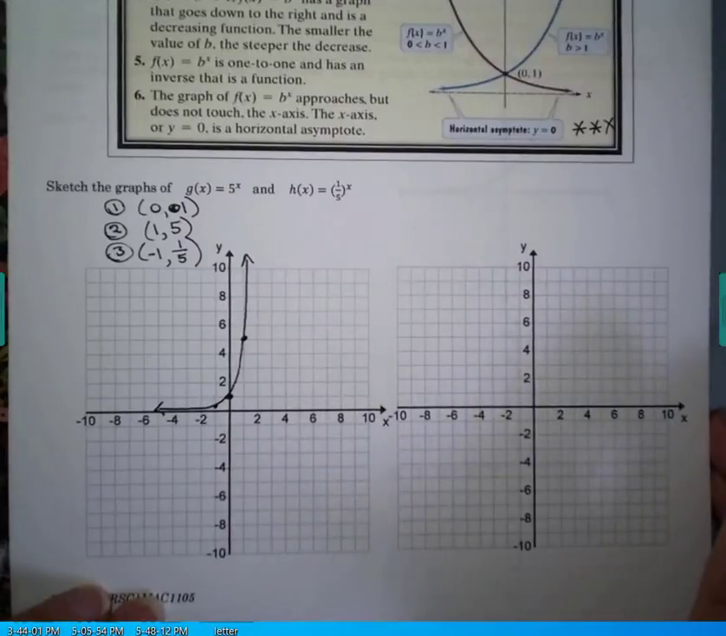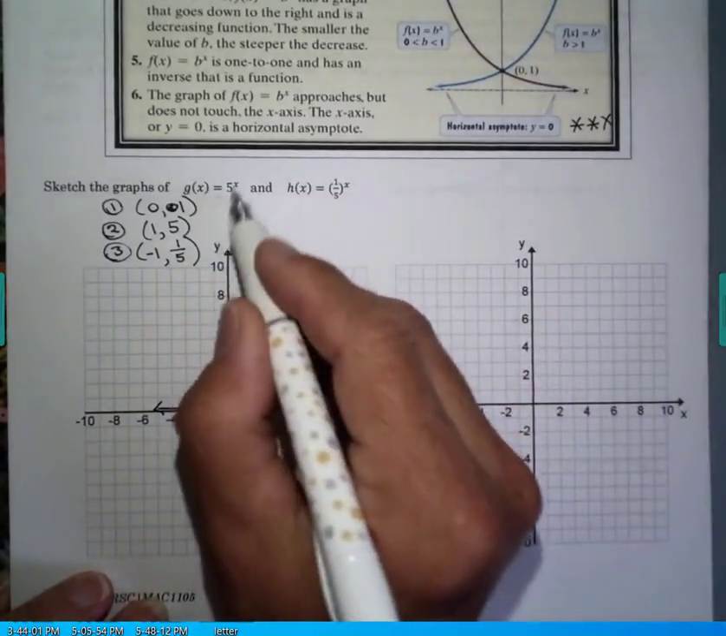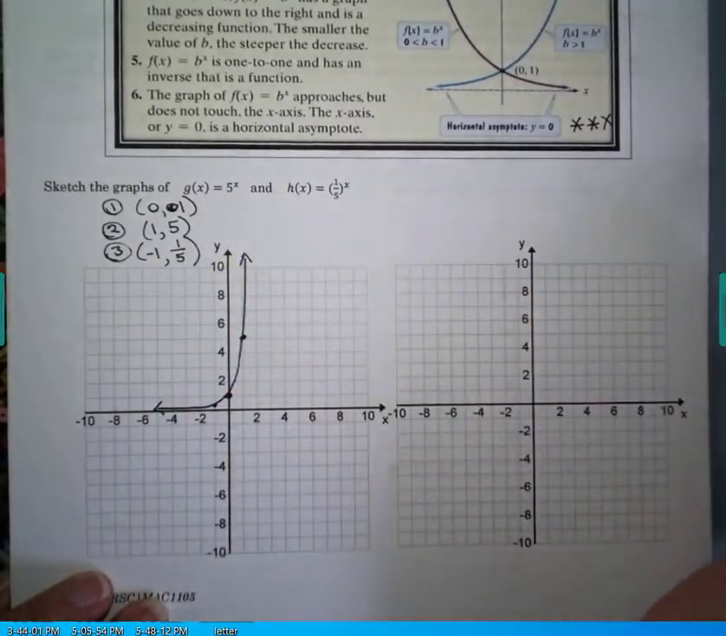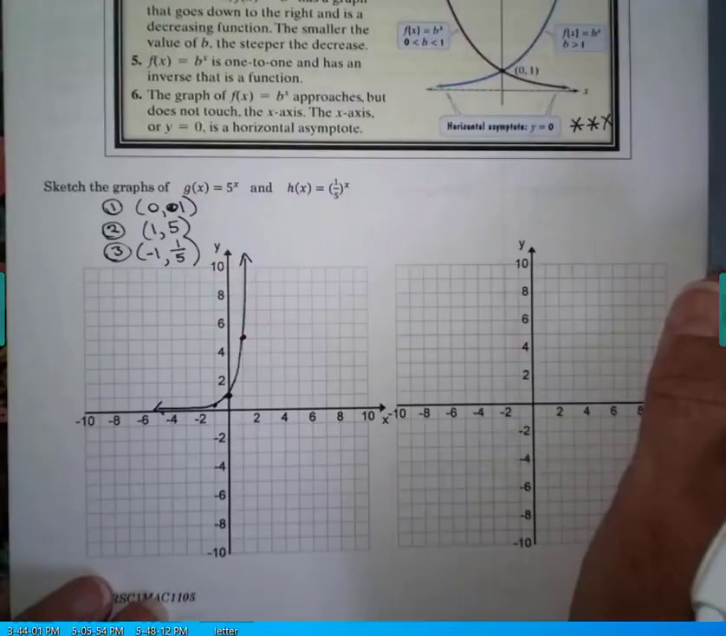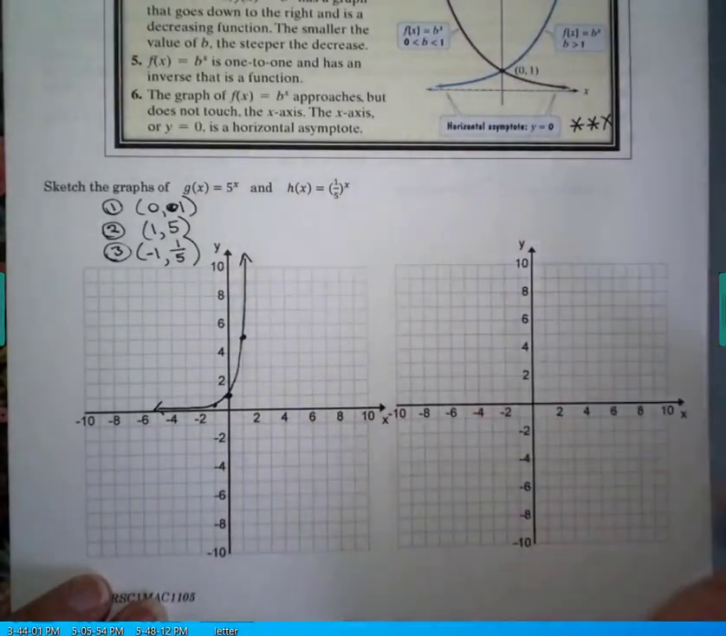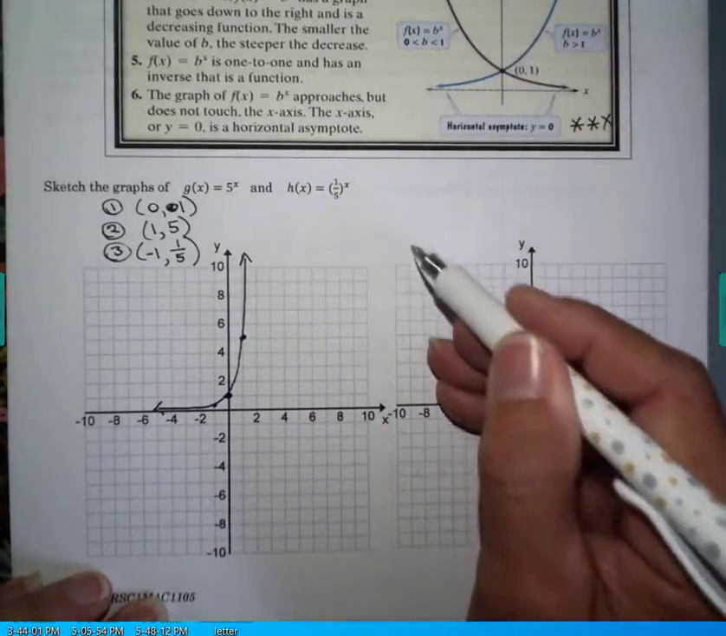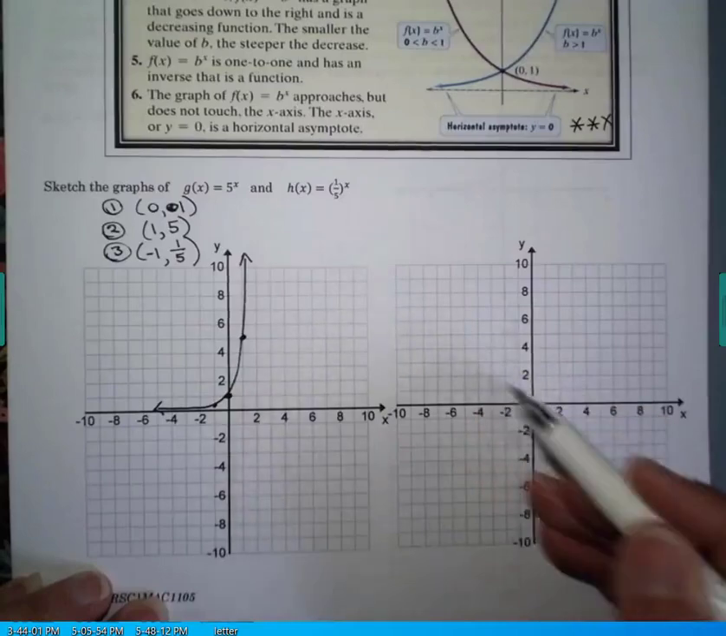And you can put it in your calculator, but if you know those 3 points, then this is what we call a parent function, because there's nothing else to it except for the base and the exponent of x. Another one: the base is a fraction this time, and the exponent of x. So this time I know, since that base is a fraction, it's going to be a decreasing function.